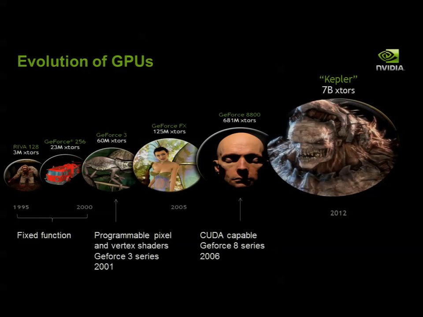CUDA, it says 2006. Until it was actually available, it was more like 2007, 2008, until people got their hands on it. Since then, all the newer generation GPUs are CUDA capable and will stay CUDA capable in the future. The size of the bullets, by the way, is proportional to the amount of transistors that you have on these devices, and those are massive, massive devices.